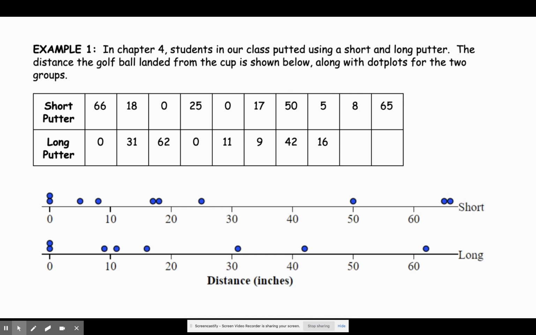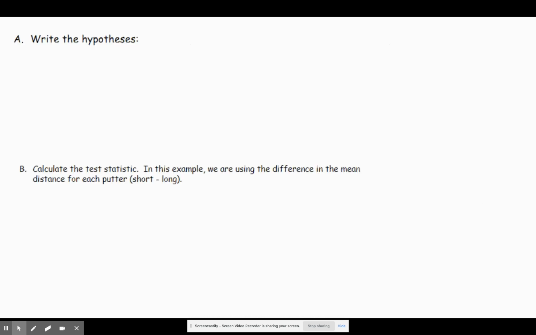And remember, we're measuring the distance from the ball to the cup. So actually a shorter distance indicates a better performance in this case. So there's not a real big difference between the two, but it does look a little bit like the long putter performed better. But what we want to know is, is this difference significant? Or was it maybe just something that happened by random chance? So we're going to conduct a hypothesis test to see how likely these results are.